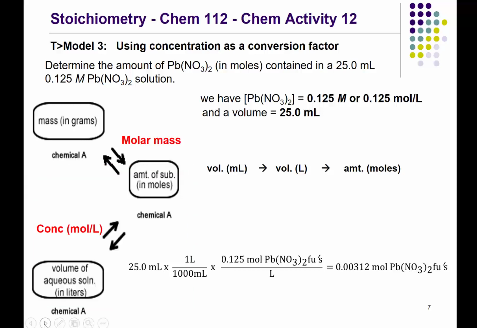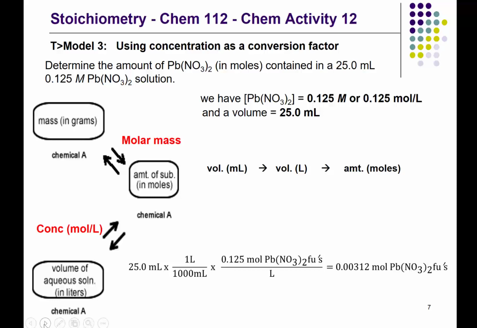Up until now, in doing stoichiometry, we've given you a mass of the chemical and you had to convert that to moles. Well, now we can give you a volume of solution and a concentration, and you can also convert that to moles. For example, if we were to say determine the amount of lead nitrate in moles contained in 25 mL of 0.0125 molar solution, well, we've got a volume and we have a concentration. I highlight that, remember that capital M is equivalent to moles per liter, and we have the volume in 25 mL. Now note, we need the volume in liters.